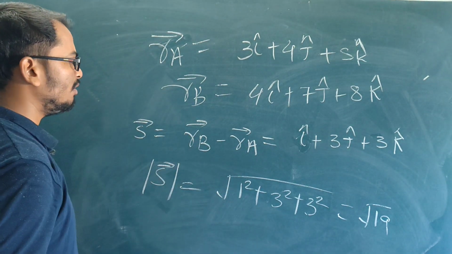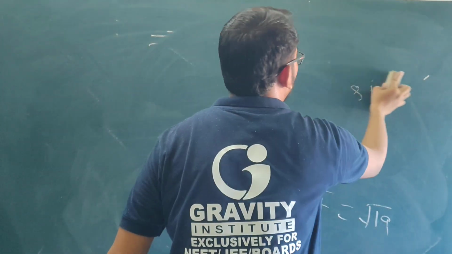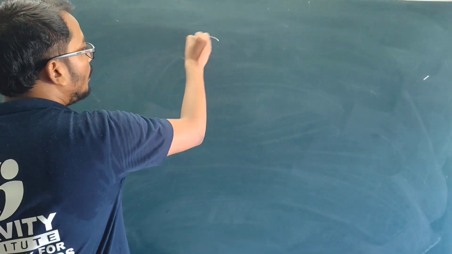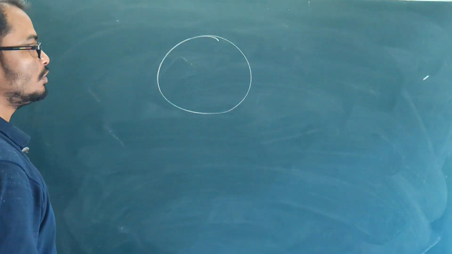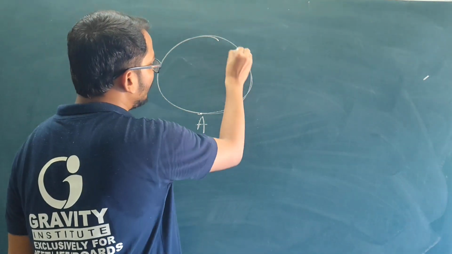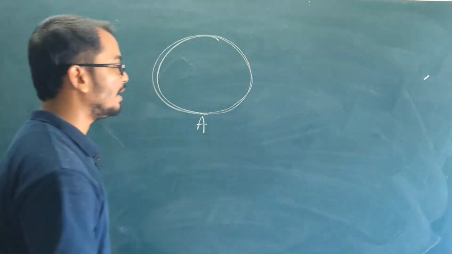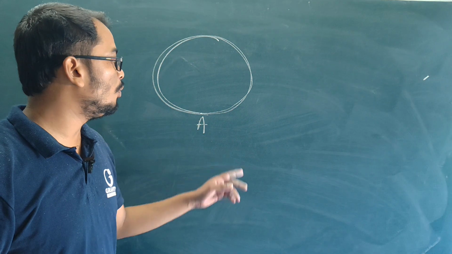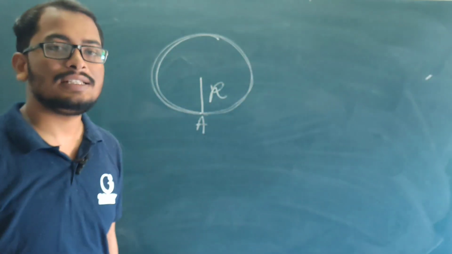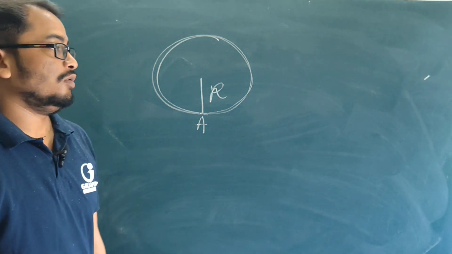So we talk about some general question, and a particle is moving in a circle. Suppose the particle starts from here, and after some time the particle is here. So what is the displacement? Displacement is 0 and distance is 2 pi r, if the circle has radius r.